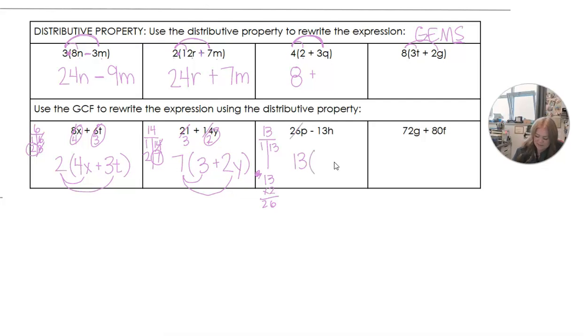So 26 divided by 13 is 2, and 13 divided by 13 is 1. So we're left with 2 p's, and then we're taking away 1h, or we can just write h, since we know that there's one of them. So 13 times 2 p's is 26 p's. 13 times h is 13h. So we've got the right factor.